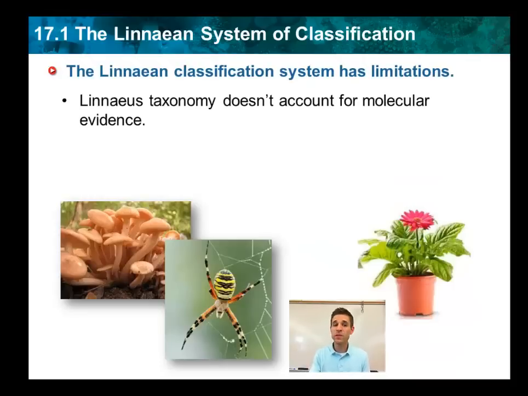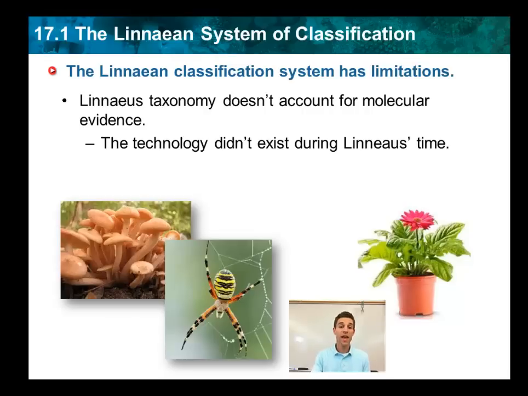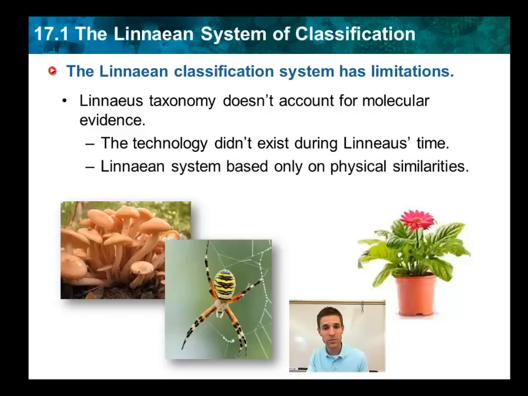This system has some limitations, though. Linnaeus' taxonomy system doesn't account for molecular evidence because the technology for sequencing, for example, the genes or DNA of organisms, didn't exist in Linnaeus' time, but we have that now. Linnaeus' system was based only on physical similarities.